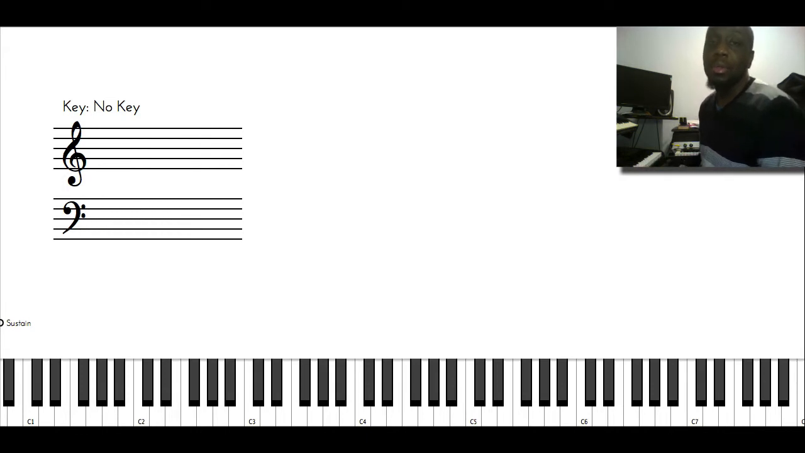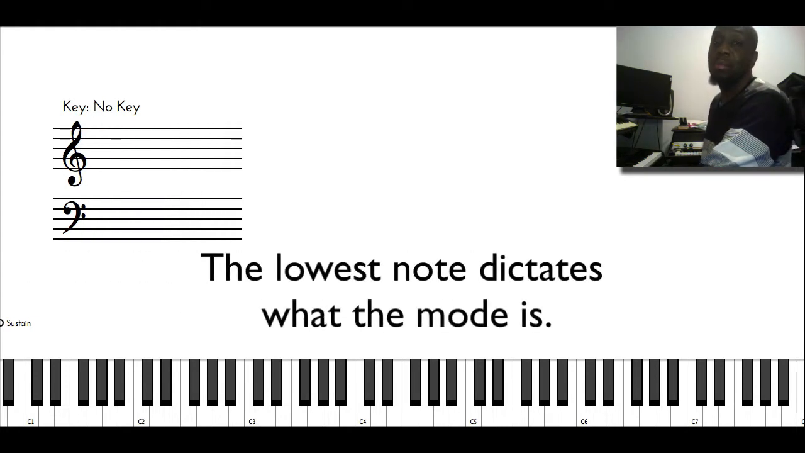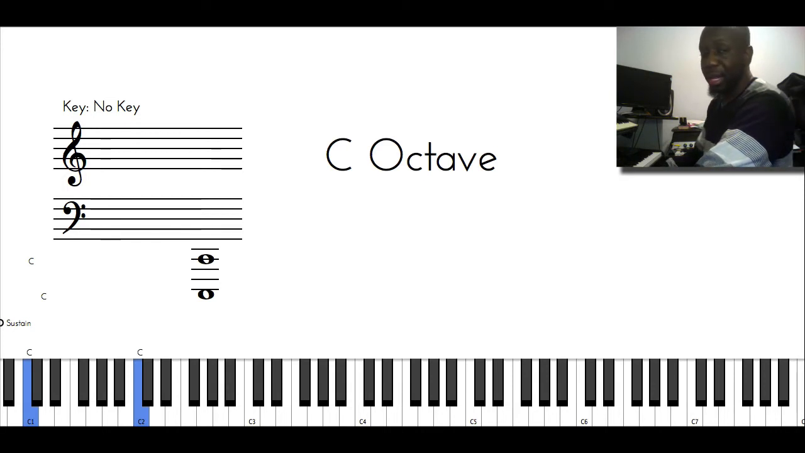Another thing to remember with the modes is this. The lowest note is going to dictate what the mode is going to be. So if I play that, that's going to be the Ionian mode, or the major scale, because the lowest note is C. So even if I played C in the left hand, it would still be the major scale of the Ionian mode.